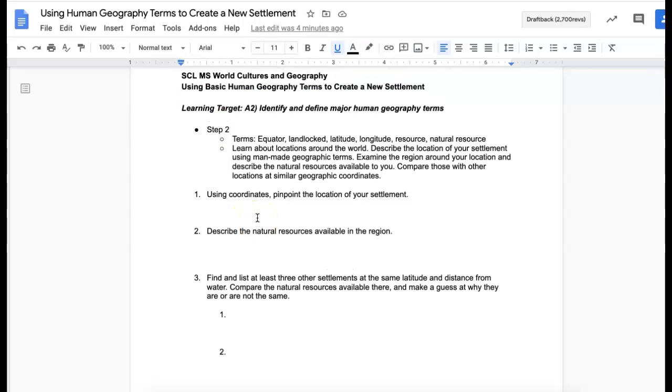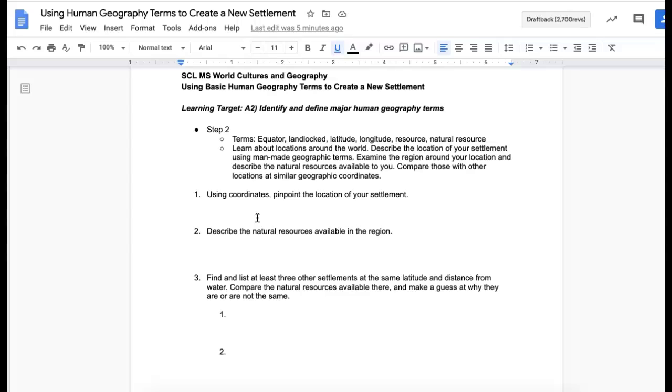All right, everybody. The last time that you were looking at some things with this creating a new settlement project, you did step two. Step two was focused on location around the world, wherever your settlement is, and also looked into some natural resources based on your location in the world. I hope that went well for you. I hope you were able to follow along and get things done as they need to be done.